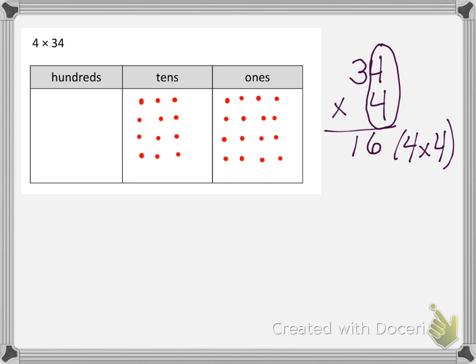Now in the tens place, we had 30. We had 3 tens. But because we were multiplying by 4, we have 4 groups of these 3 tens. And 4 times 30 is 120. And how did we get 120? Well, we did 4 groups of 30, which is basically right here. This place right here is 3, which is 30 times 4.